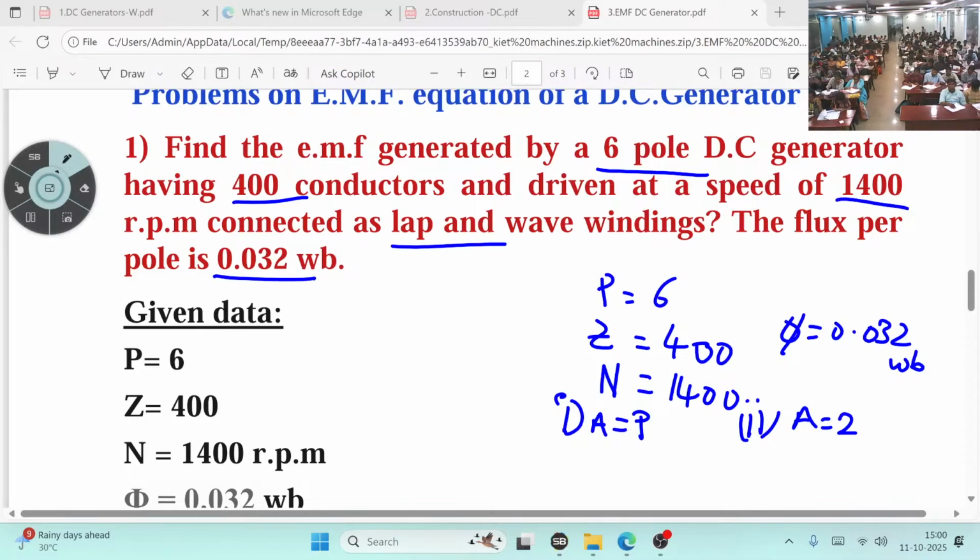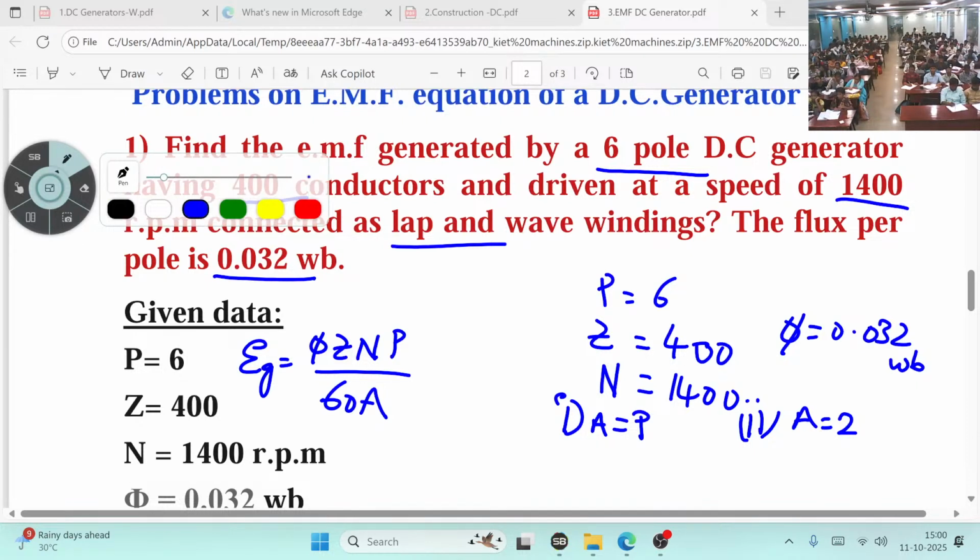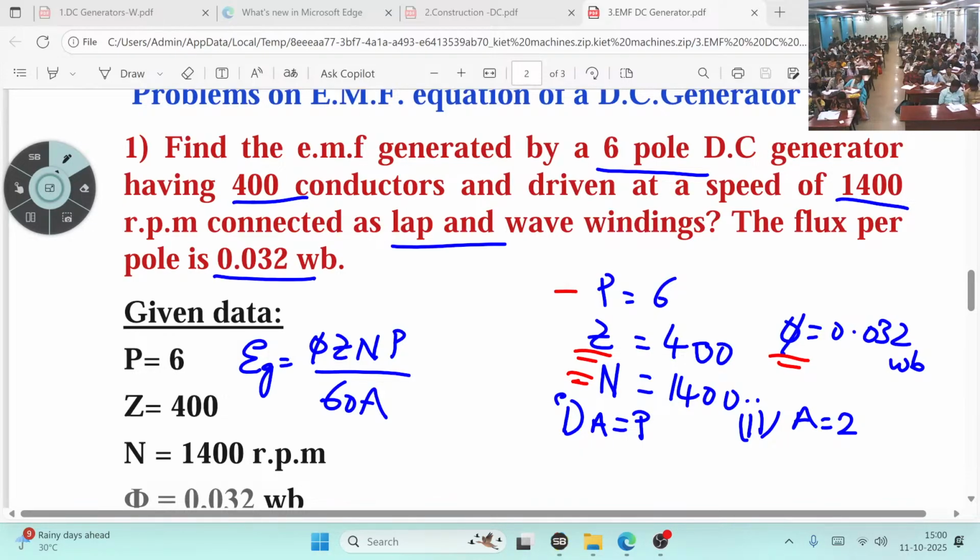What is the formula? Pi ZNP by 60A. You know pi, here it is. You know Z, it is there. You know N, it is there. You know P, it is there. You know A, for two cases, case 1, case 2.